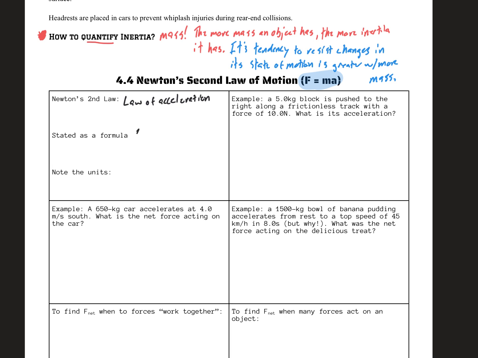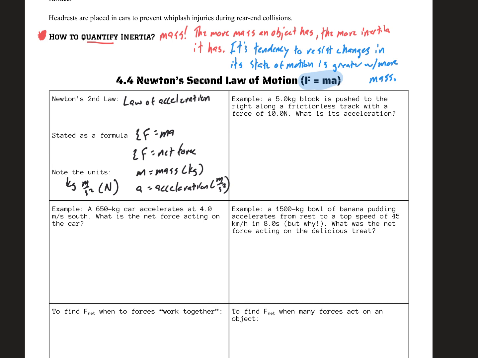So the formula is this: net force equals ma, where this sigma F means it's the net force. The m is the mass in kilograms, and the acceleration is in meters per second squared. So remember, once again, note the units. It's a kilogram meter per second squared, or capital N, Newton. So, law of acceleration.